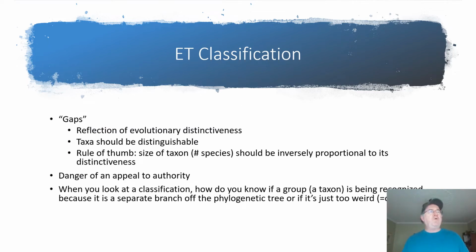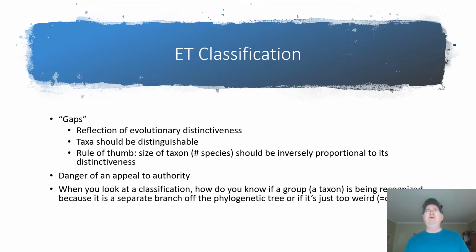A couple of corollary ideas go along with this. One is the idea of gaps, kind of a measure of the distinctiveness of a taxon that you recognize in your classification. Sorry that my picture is overriding the words here. You'll be able to see this on the PDF of these slides. So gaps are a measure of this evolutionary distinctiveness of anagenetic change, and it's a very basic idea.